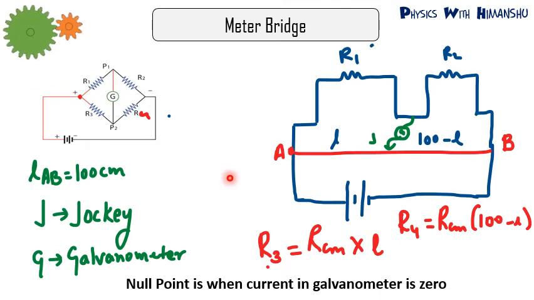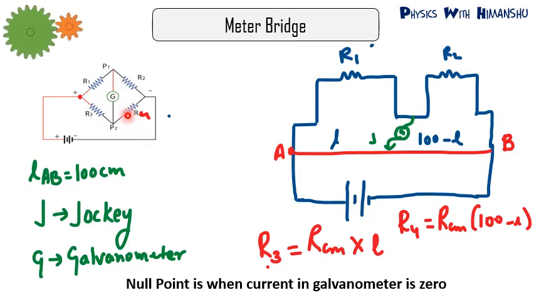So a meter bridge is basically a balanced Wheatstone bridge. If we see, there is a battery, here it is a battery. Now if we come to this point, from this point to P1, we have R1. So we have R1 here. Then a middle branch will contain a galvanometer. Then we have R2.